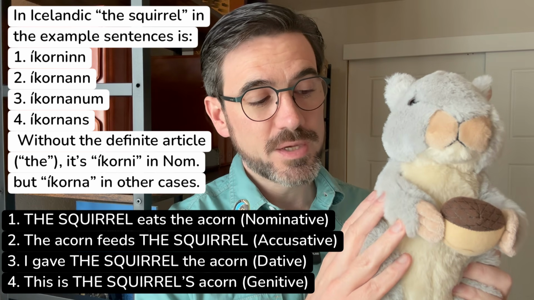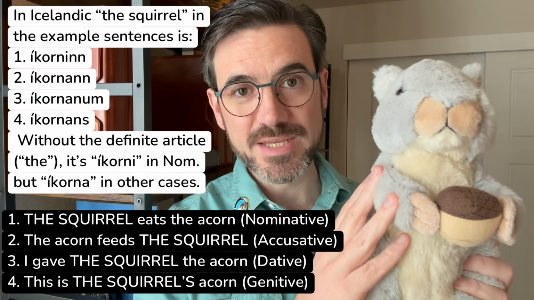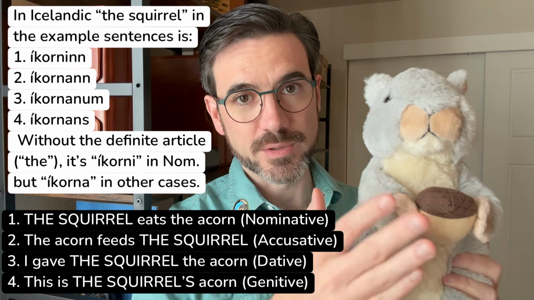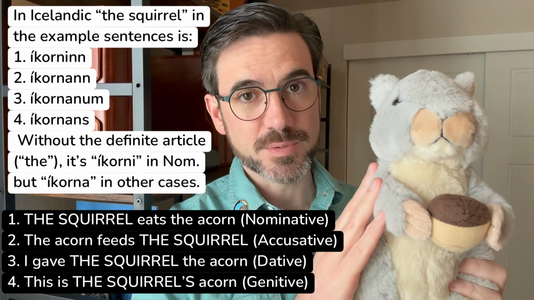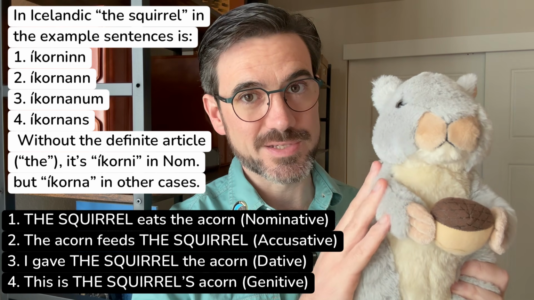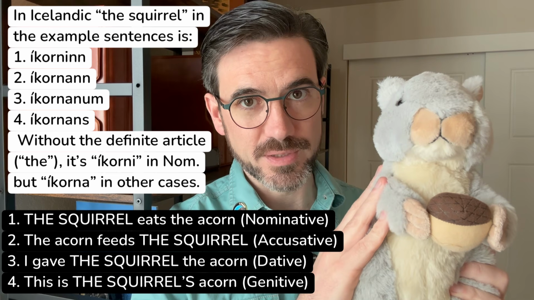functions. So in Old Norse, for example, nominative squirrel is ikorne. So the squirrel eats the acorn, ikorne. But accusative squirrel is ikorna. So the acorn feeds the squirrel. I would say ikorna for squirrel there.